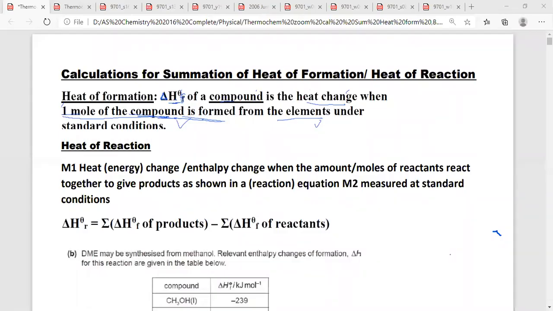Hi guys, today we're going to finish off all our calculations for thermochemistry. We're going to do 4 parts. We hope we can finish all in time. The first one, of course, is calculations of summation of heat of formation and heat of reaction.